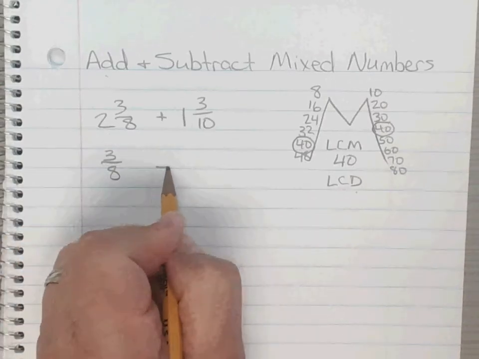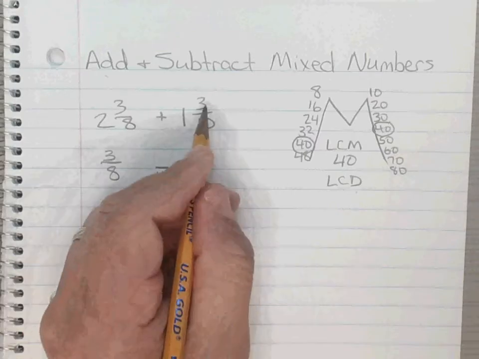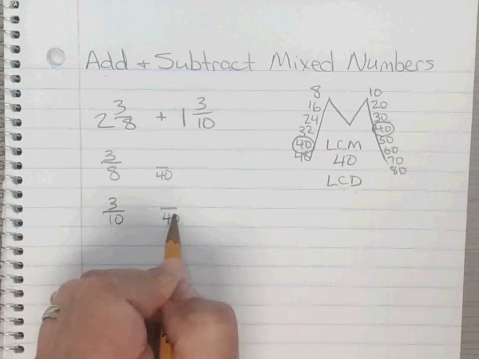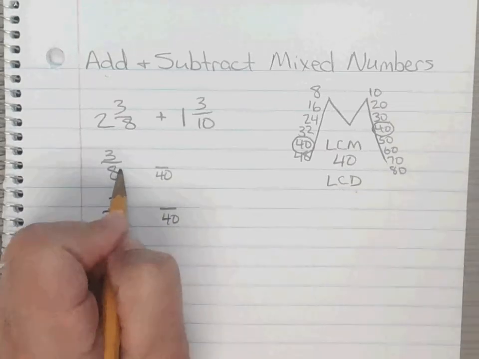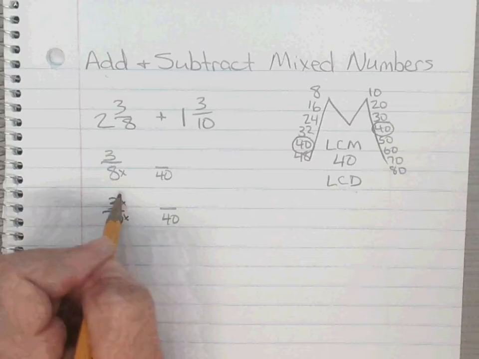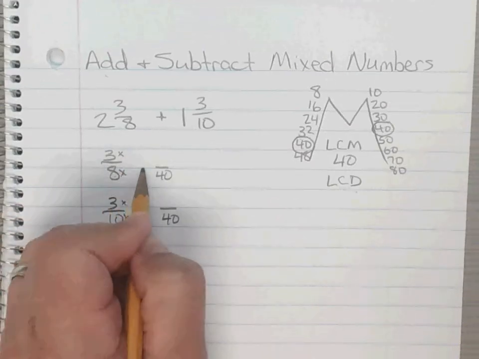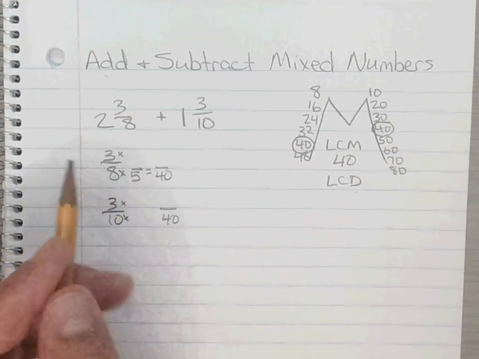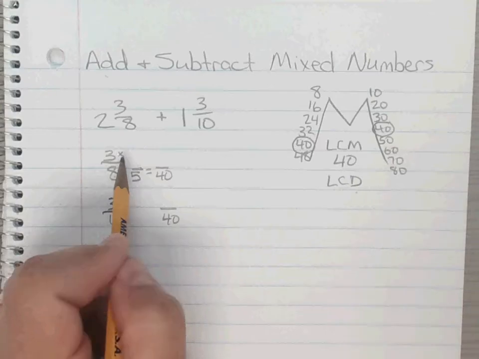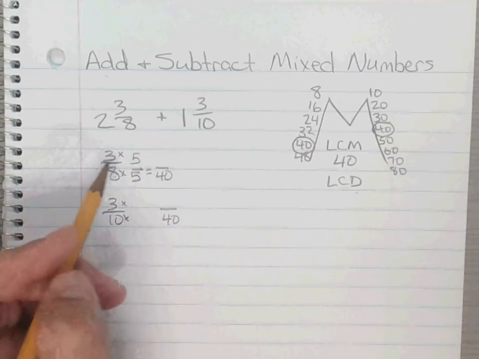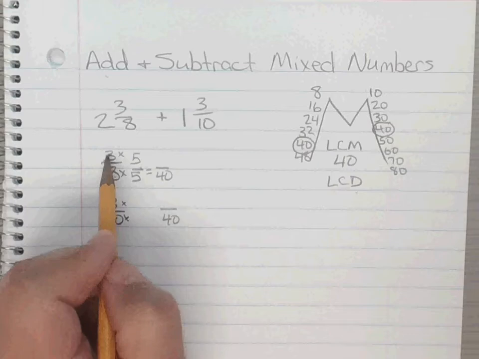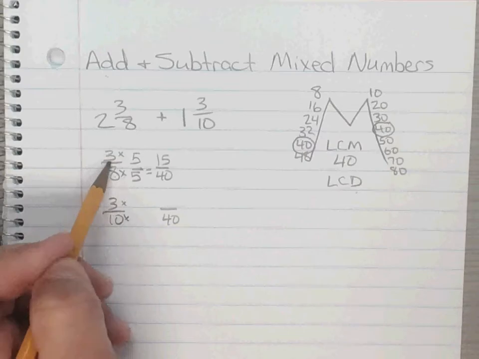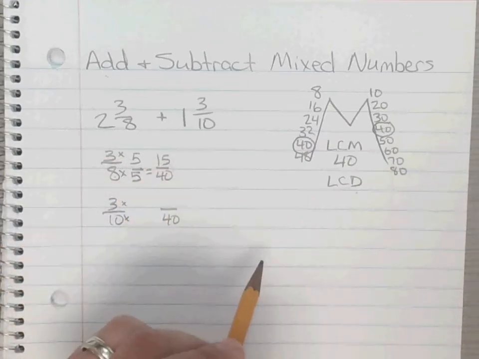So for right now, I'm going to ignore the two whole numbers, and I'm going to change 3/8 into 40ths. I'm going to change 3/10 into 40ths. Now how do I do that? I complete my multiplication sentence and I say to myself, well, 8 times what equals 40? Well, I know it's 8 times 5. And whatever I do to the denominator, I have to multiply the numerator, which means I'm multiplying by 1. So 3 times 5 is 15. So what I'm saying is 3/8 is equivalent to 15/40.